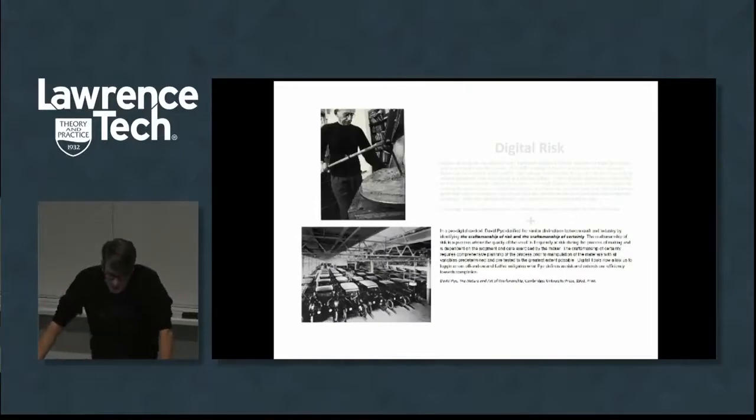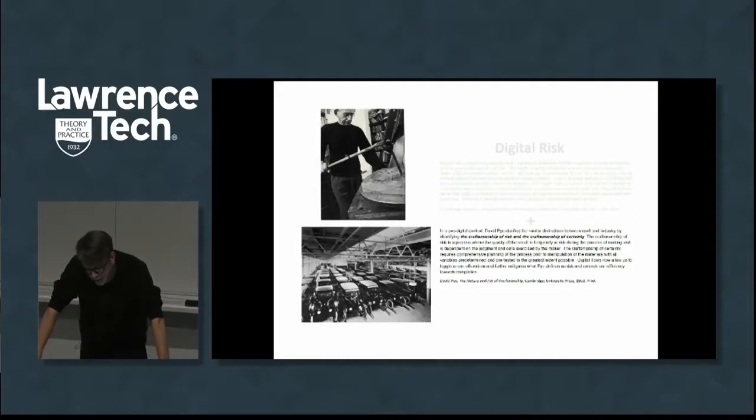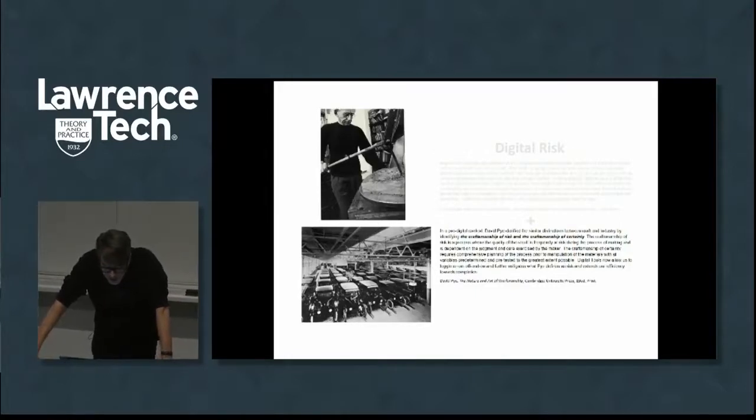But obviously, from my earlier work with Ralph Nelson and digital vernacular, a lot of the influence in that book came from David Pye. So I contrasted that with what McCullough was saying. In a pre-digital context, David Pye clarified similar distinctions between craft and industry by identifying the craftsmanship of risk and the craftsmanship of certainty. The craftsmanship of risk is a process where the quality of the result is frequently at risk during the process of making and is dependent on the judgment and care exercised by the maker. The craftsmanship of certainty requires comprehensive planning of the process prior to manipulation of the materials, with all variables predetermined and pre-tested to the greatest extent possible.